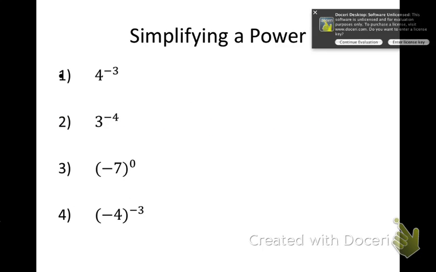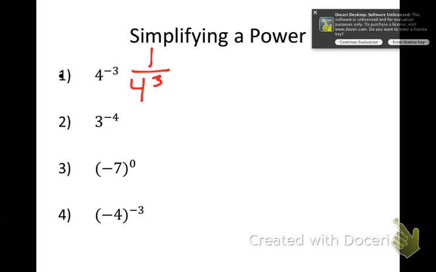Alright, so number 1. I have 4 to the negative third power. I don't like negative exponents. Shane, how can I rewrite this so I don't have a negative exponent? I have to move it. So 1 over. Very good.